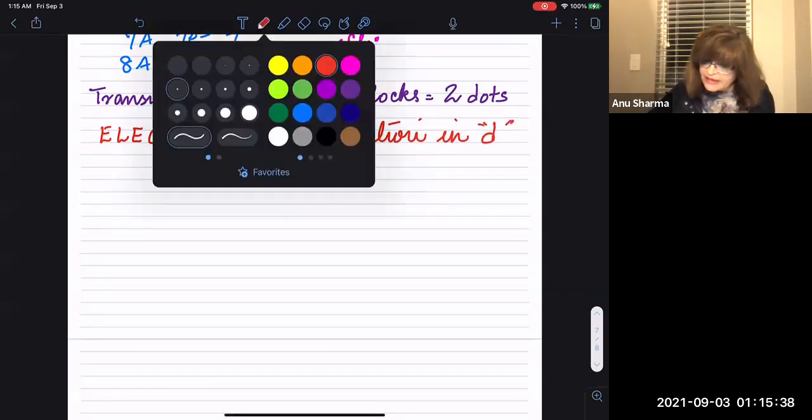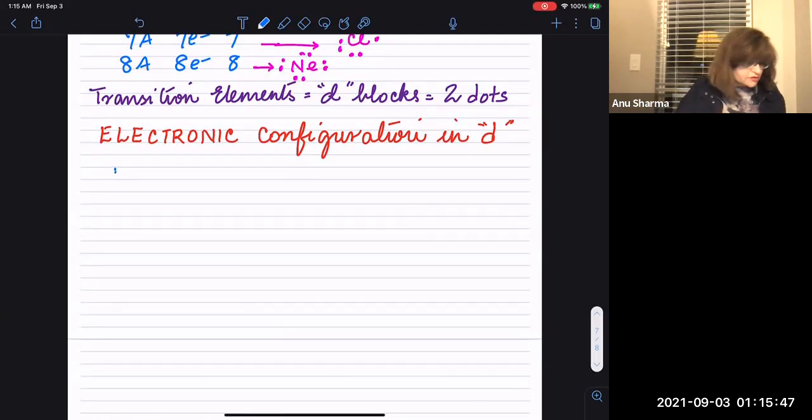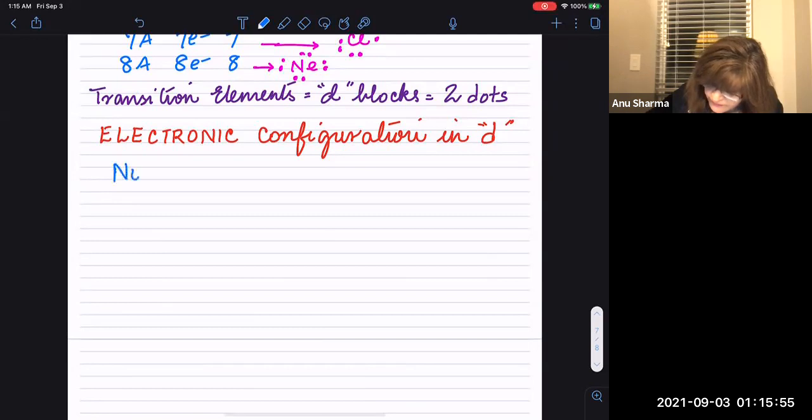D block element. Like for example, there are copper... Let's do some other one. Not copper. I'll do copper and iron. Let's do nickel. Okay, so nickel is 28. So we need to place 28 electrons.